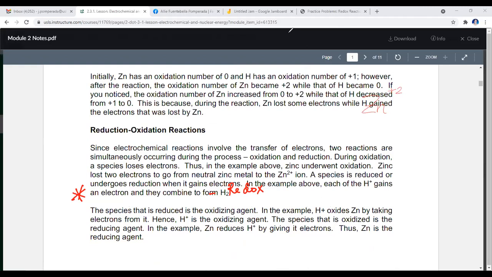Just erase. Oh, sorry. Just erase this one. Okay, we'll clear everything.